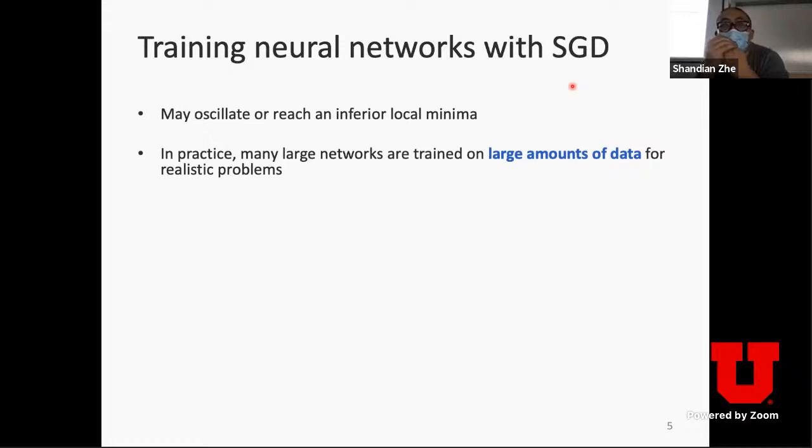So in practice, people nearly always prefer stochastic gradient descent, because every time we meet a new example, we just perform an update. So you can imagine after going through 1 billion data points, we have updated the model 1 billion times. That is much, much more efficient.